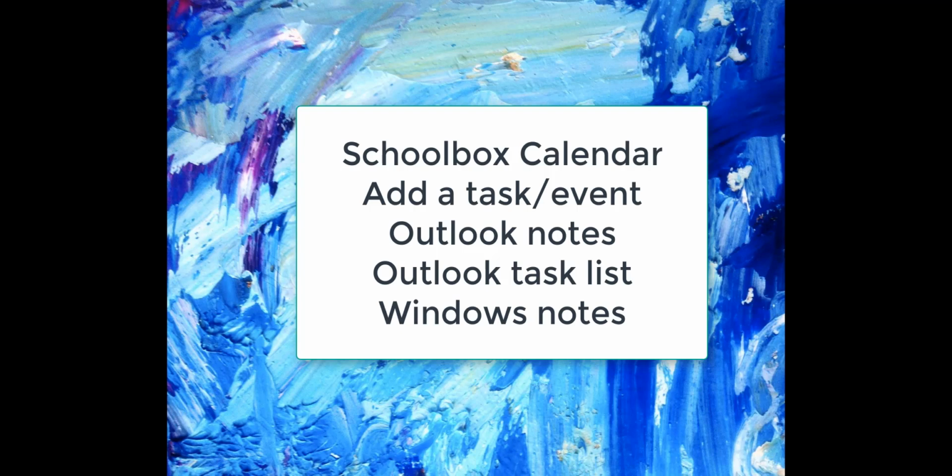You can use your Outlook notes as sticky notes just to jot down some reminders or any tasks that you have coming up. You can also use Outlook to create a task list, so you can write down the steps that you need to complete for that day or that week. And you can also type in sticky notes on your Windows laptop, which will take you to the notes section, and you can also jot down notes using that.